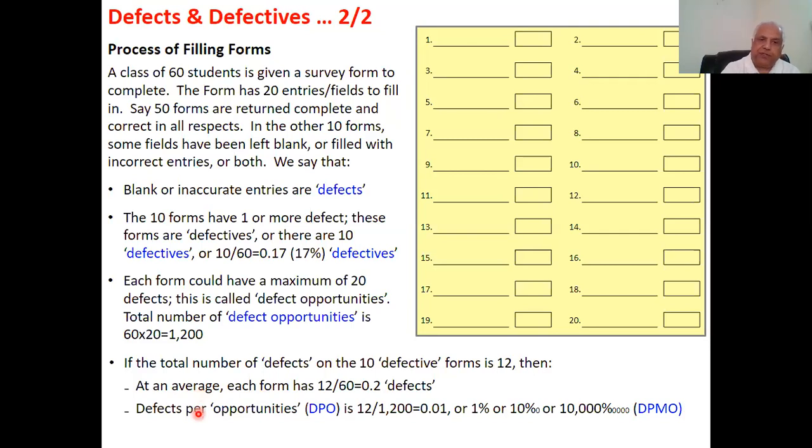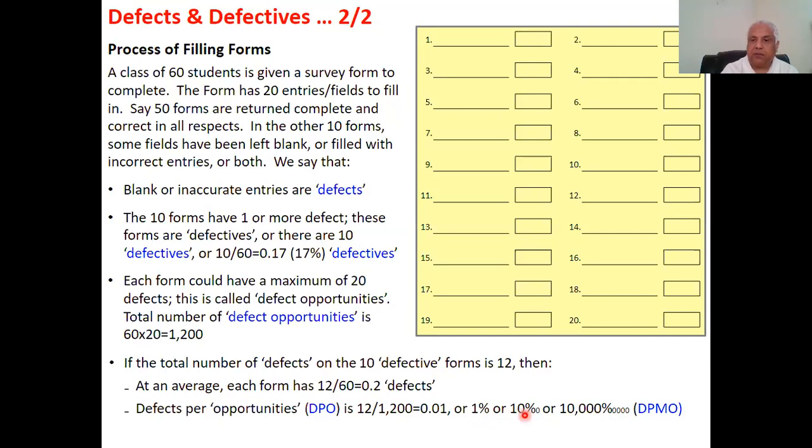And here is the main concept, defects per opportunity. There are a total of 12 defects in the entire operation. And the maximum possible number of defects in the whole process could have been 1200. So this provides us a ratio. We divide the actual number of defects by the maximum possible number of defects, and we get a figure of 0.01, or 1%, or 10 per 1,000, or 10,000 per million.